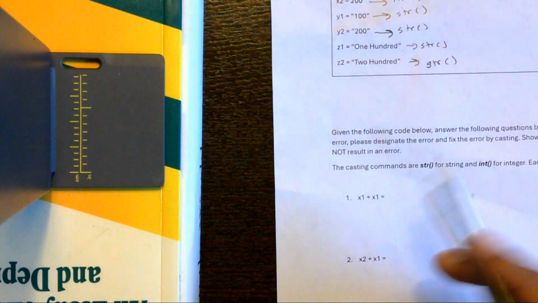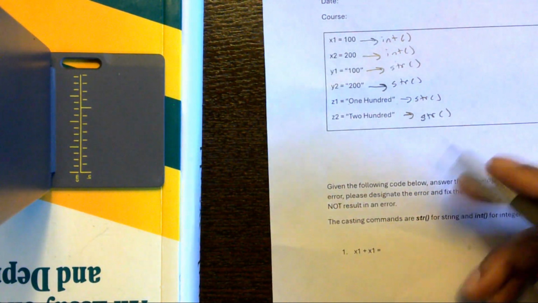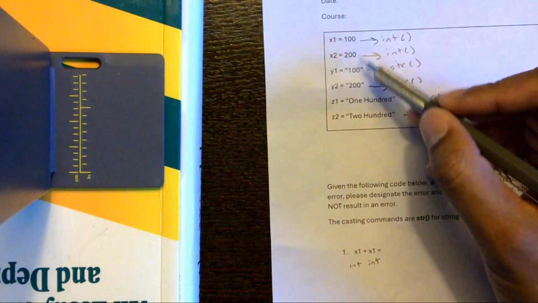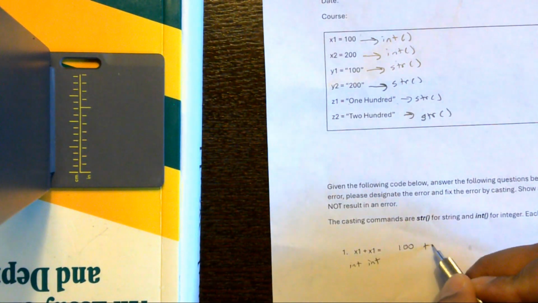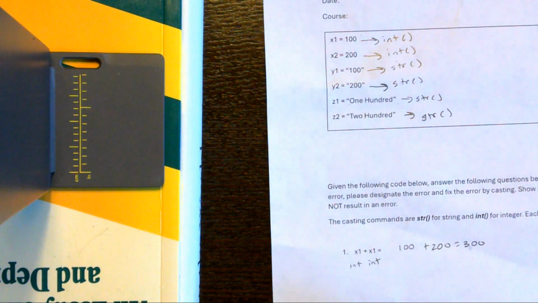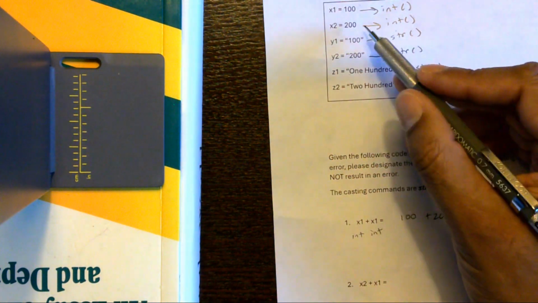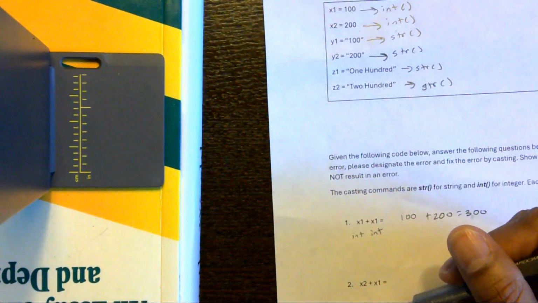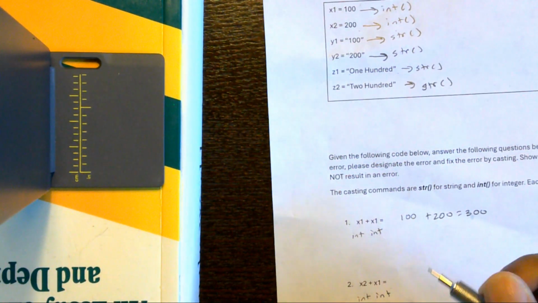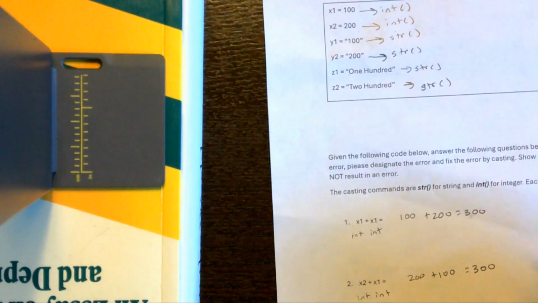So now let's look at x1 and x1. x1 is integer, x1 here is integer, so this is int and int, right? So you can just add them as 100 plus 200, which gives us 300. Pretty straightforward, right? Now here you have x2 and x1. x2 is 200, which is type int. x1 is 100, which is type int. Again, an int and an int, so that will give you 200 plus 100 equals 300, right?